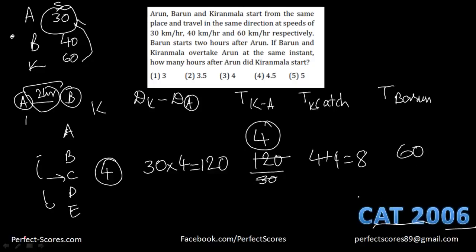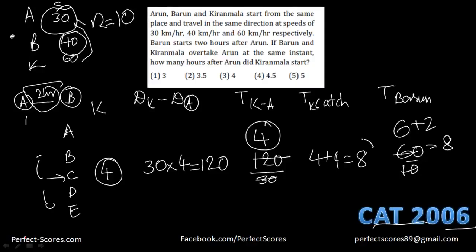And when Barun started, the relative speed is equal to this minus this, which is equal to 10, since they're traveling in the same direction. So it took 6 hours for Barun to catch Arun, plus 2 more hours when Arun was traveling alone. So it again took 8 hours for Barun to catch Arun.